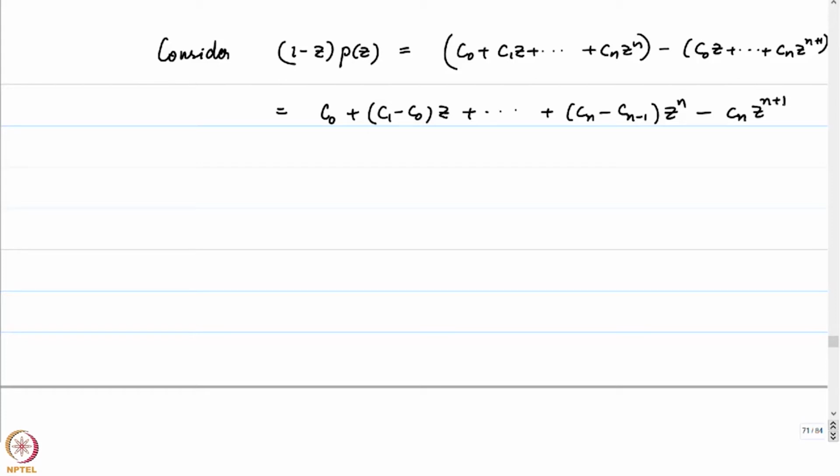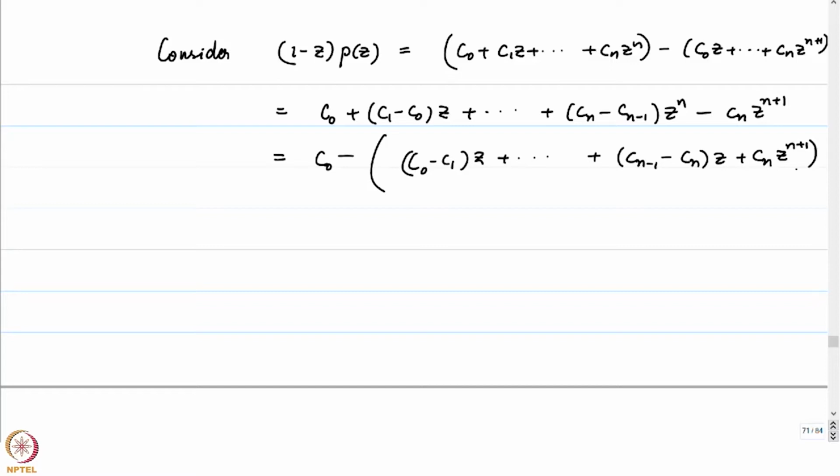Let's just rewrite it a bit. We will be able to write this as C0 minus a polynomial of this type: C0 minus C1 times z plus up to Cn minus 1 minus Cn times z to the power n, plus Cn times z to the power n plus 1. The reason why we rewrote the polynomial in this manner is because all these coefficients now are positive numbers.